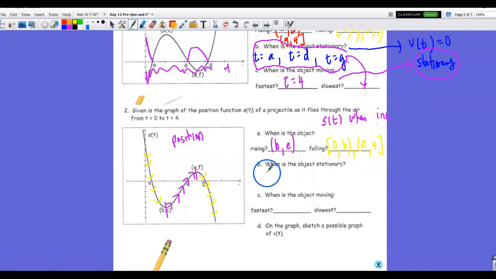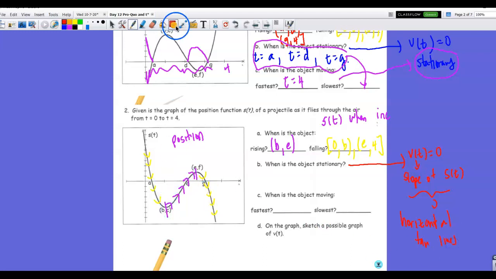Next question. When is the object stationary? So I have to think to myself, what would a position function look like when an object is stationary? Well, it's still true an object is stationary when the velocity is equal to 0, but I don't have a velocity graph. So how would I figure out on a position function where the velocity is 0? Well, velocity is the slope of a position function. So I'm thinking about, when is the slope of a position function equal to 0? Well, I'd be looking for horizontal tangent lines.